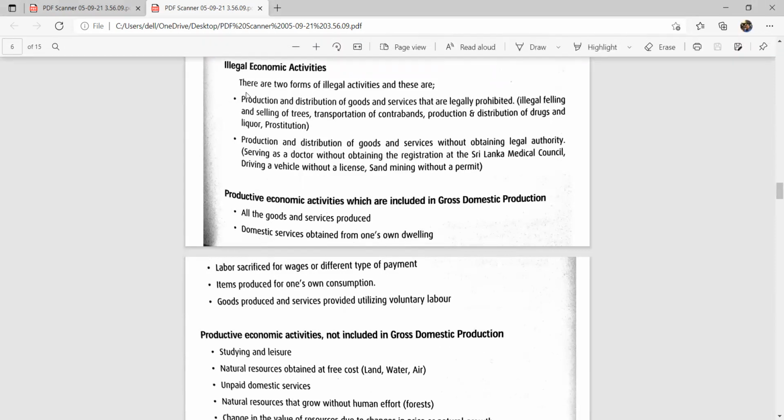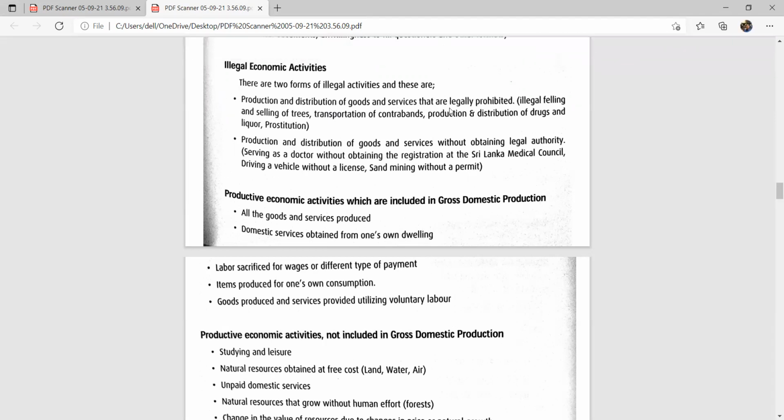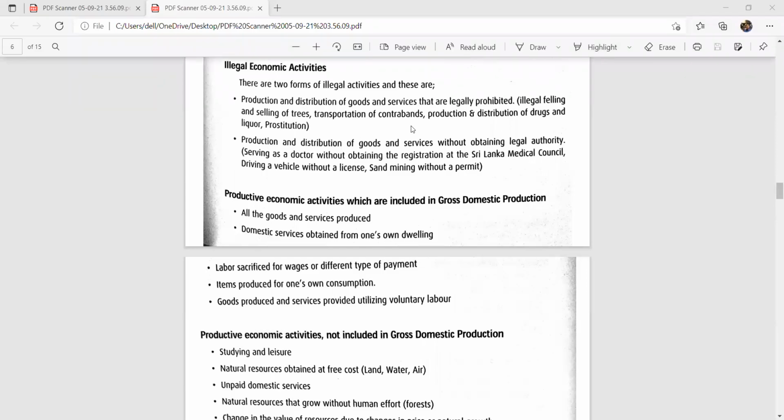Illegal economic activities. There are two forms of illegal activities. The first is production and distribution of goods and services that are legally prohibited. Here, illegal felling and selling of trees, transportation of contraband, production and distribution of drugs and liquor, prostitution. These are completely illegal things.